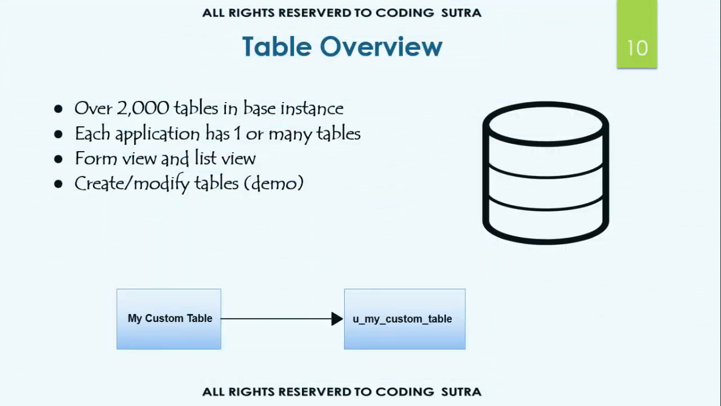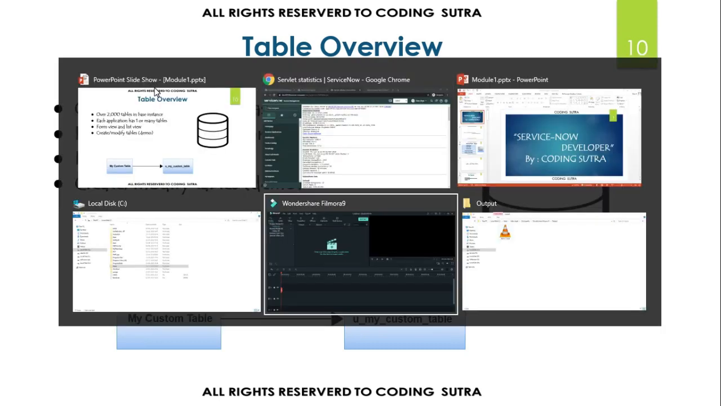Let's talk about the most important thing in ServiceNow, tables. Tables are the backbone of any application in ServiceNow. There are over 2000 tables in ServiceNow, which are known as out-of-the-box tables. We can create or modify tables as per the requirement. We can interpret a table in two views, form view and list view. So for demo purposes, let's move to our instance.